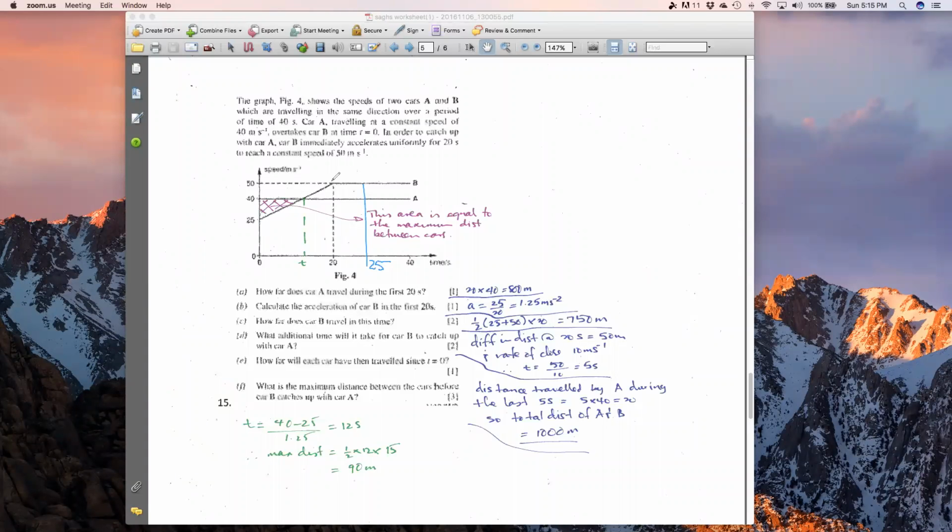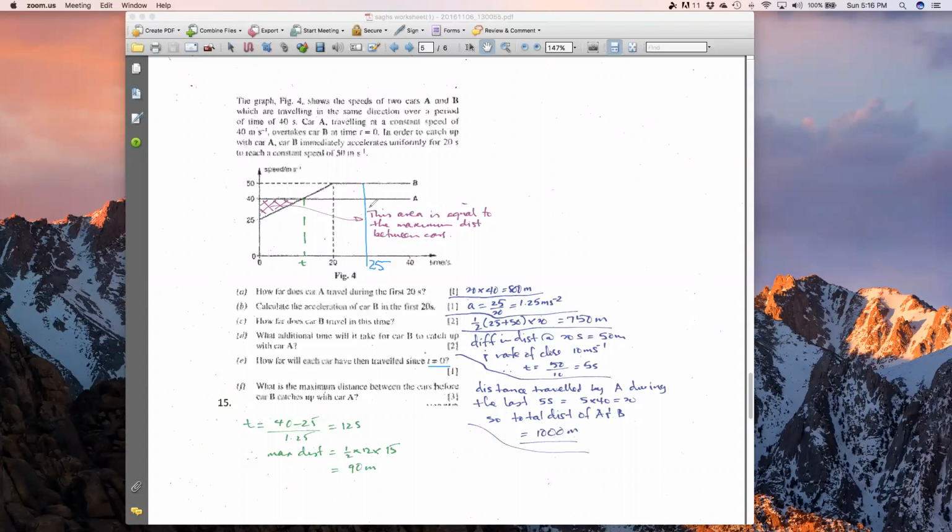After 25 seconds, the area under this graph for B will be exactly equal to the area under this graph for A, meaning they're next to each other. They would have traveled the same distance from the time they first interacted. Now they're asking, how far would each car have traveled since t equal to 0? You could have chosen this trapezium to work out the distance, or it's easier to use this rectangle, because this rectangle is exactly equal in area to this trapezium. All right? So that's what I did.